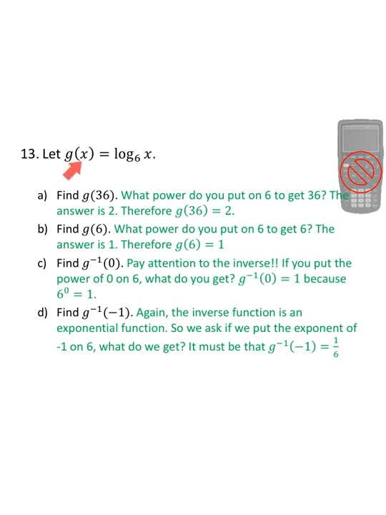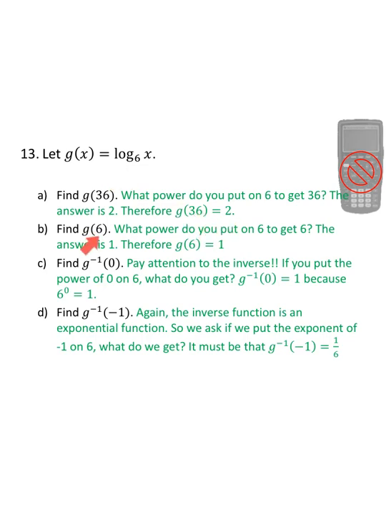We're going to let g of x be log base 6 of x. I want to find g of 36. Now I'm putting 36 inside for x, right? So log base 6 of 36. Log is just a power. So that says, what power do I put on 6 in order to get 36? 6 to what power is 36? 6 to the second power. Since the exponent is 2, 6 squared equals 36, the log equals 2.